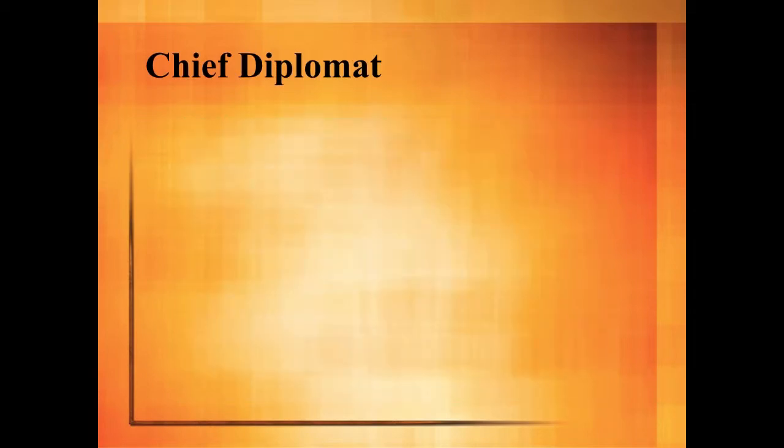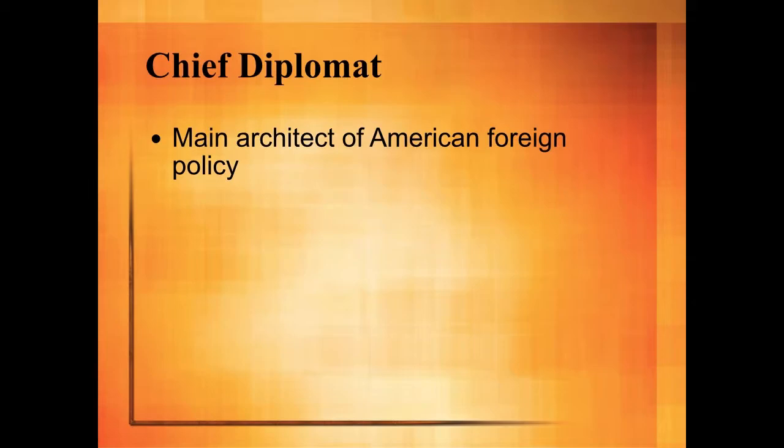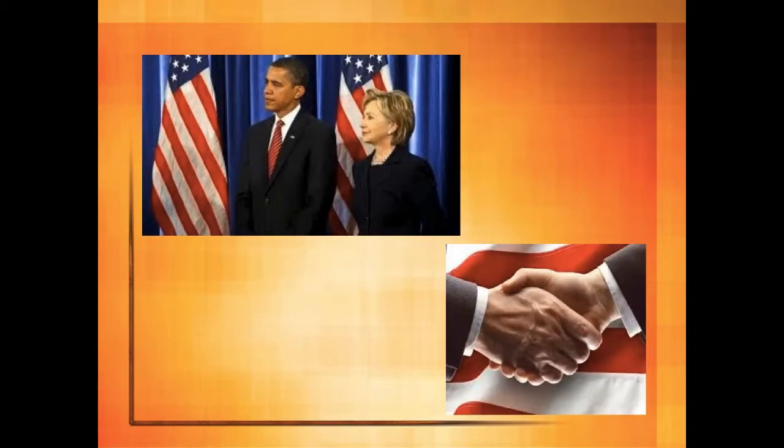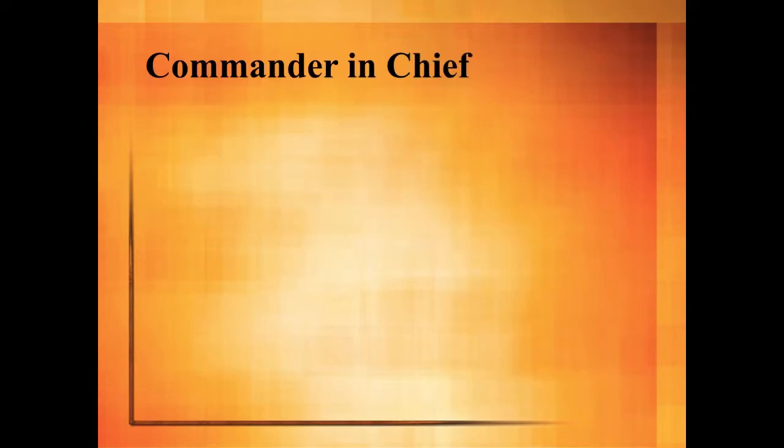So our chief diplomat looks like this, right? He's the main architect for foreign policy, so he gets to decide how we're going to interact with other nations around the world. He's the spokesperson, right? When he speaks, he represents basically what the nation is going to do. He has a Secretary of State, a cabinet position that works out the president's desires or goals for foreign policy. We see Barack Obama, and Hillary Clinton was his Secretary of State for quite a long time. Hillary Clinton went around the world trying to negotiate with other countries and push U.S. foreign policy around the world.